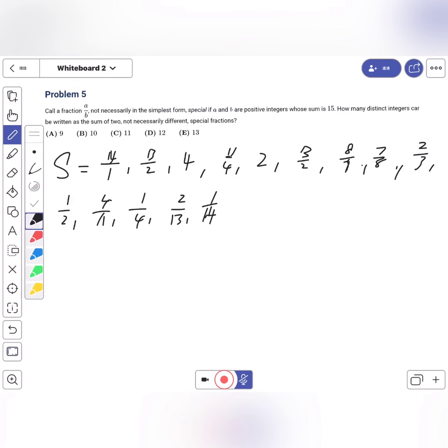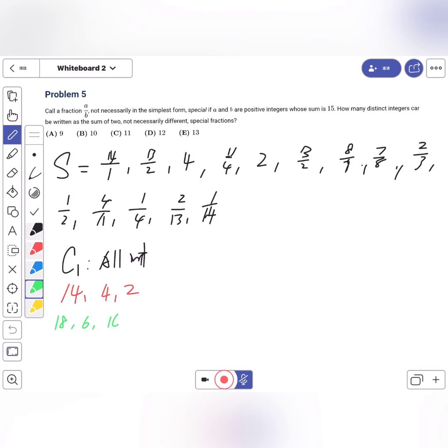First, we're going to do it by casework. This is going to be the first case, where the fractions are integers, so this case will be 14, 4, 2. This will produce 18 by adding them up, 6, 16, and then we can have double of them. So we have 28, 8, and 4.